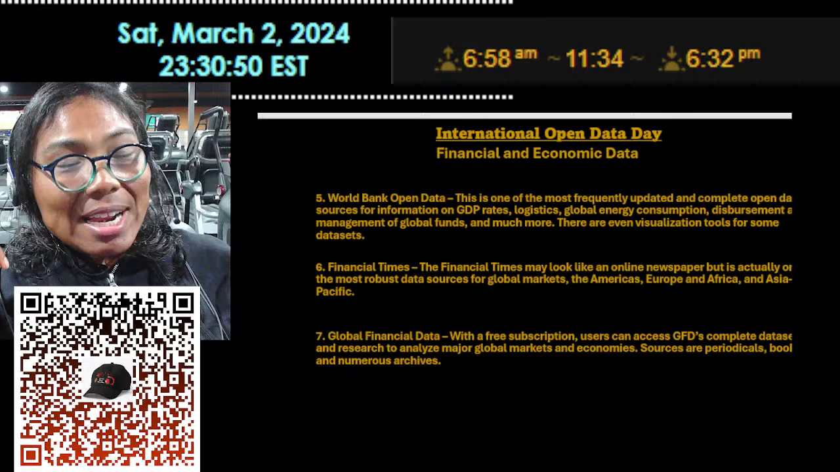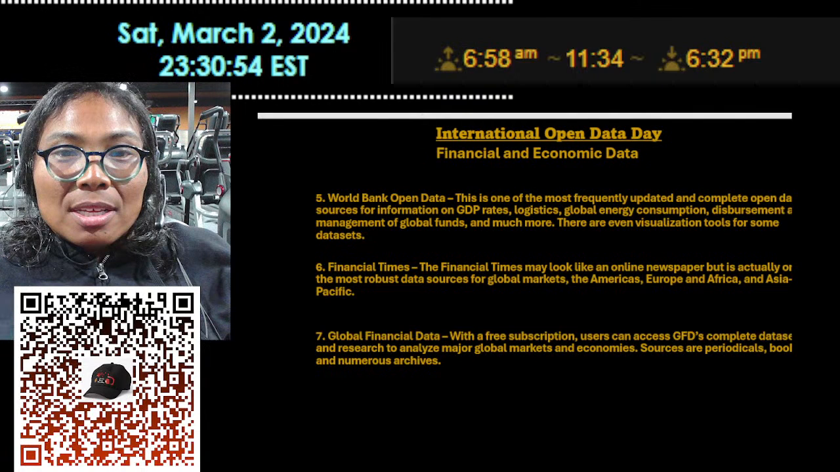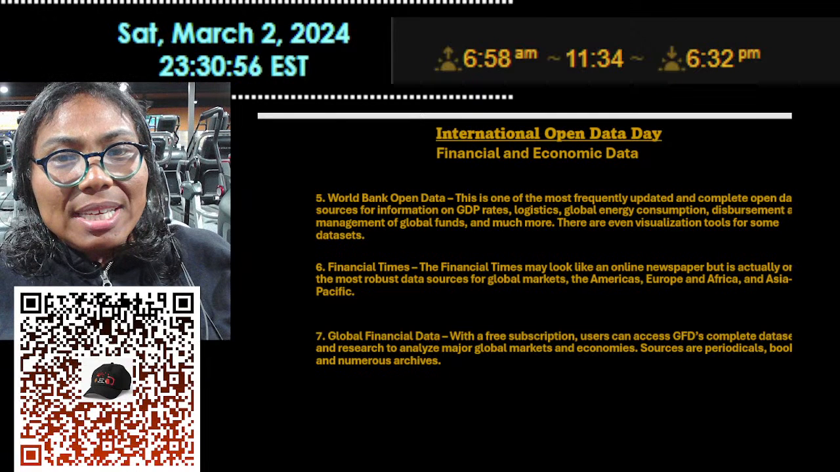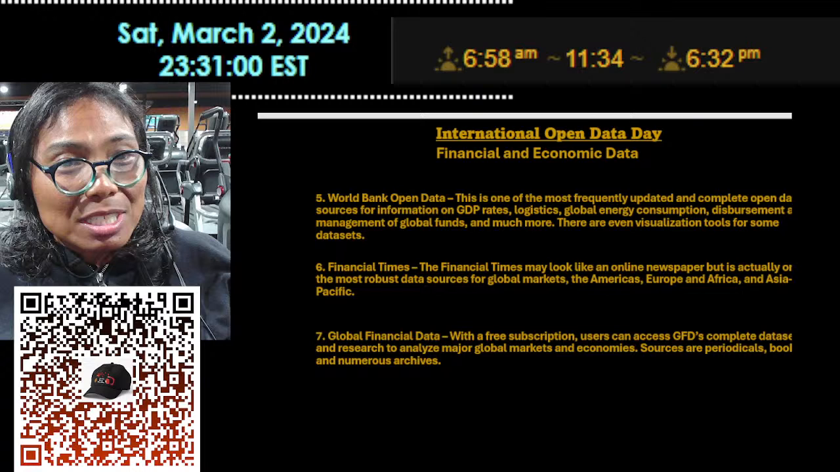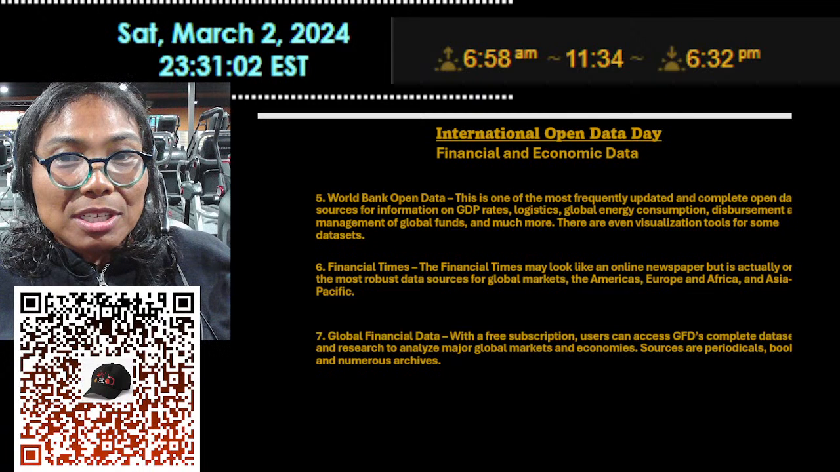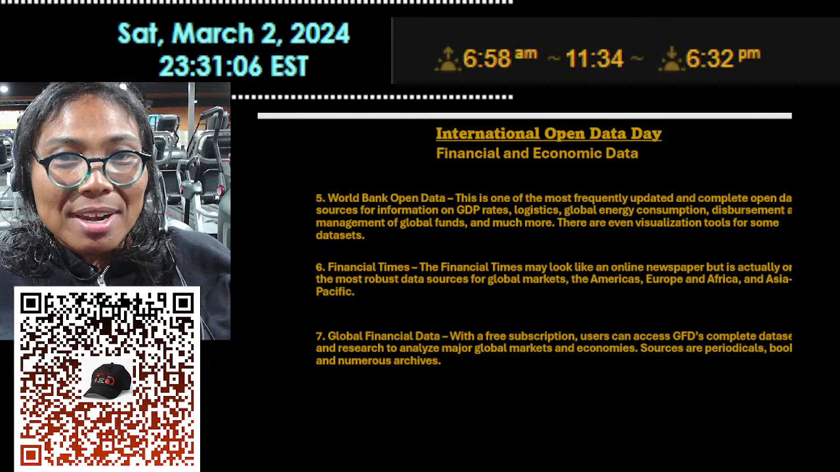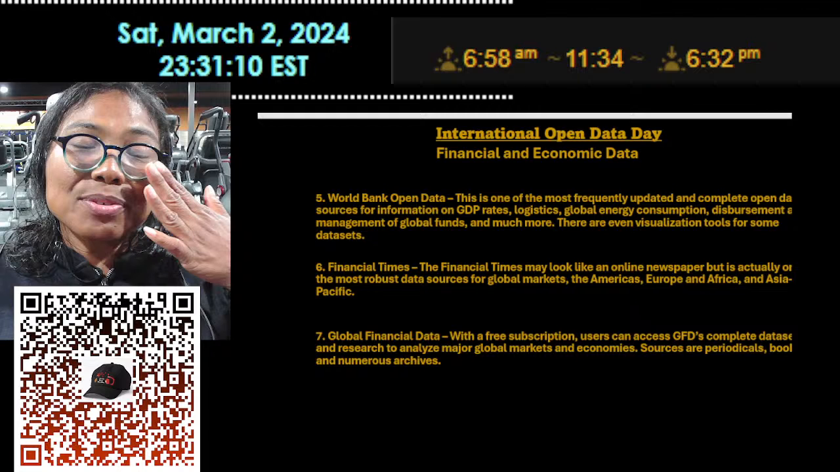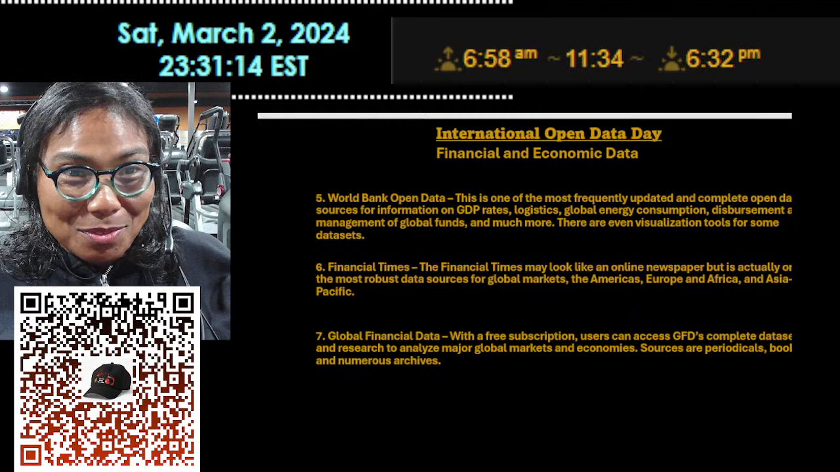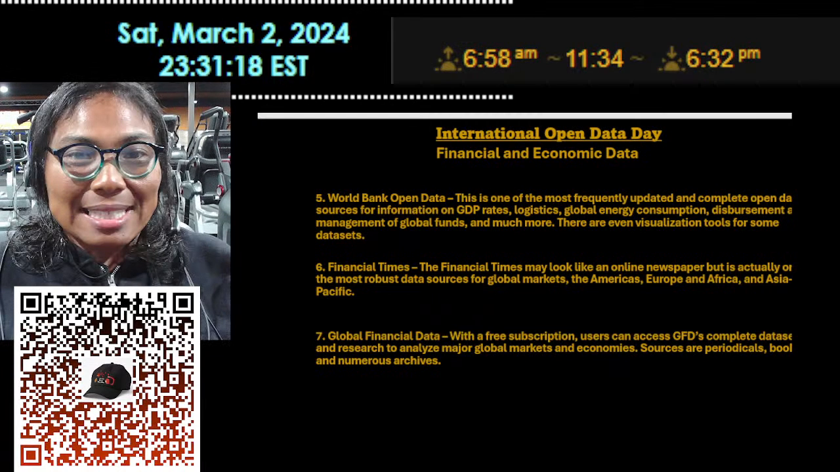Some financial and economic data sets that are open are the World Bank Open Data. It's the most frequently updated and complete open data source for information on GDP rates, logistics, global energy consumption, disbursement of management of global funds, and much more. And there are even visualization tools for some data sets. And I have to tell you, doing this research, I found that a lot of data sets were 3 to 14 years old. Some of the ones that we use for businesses and things like that.